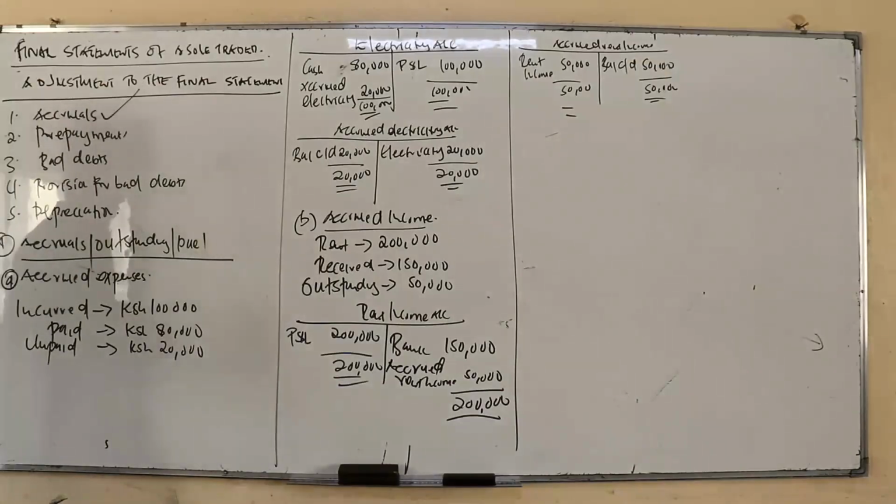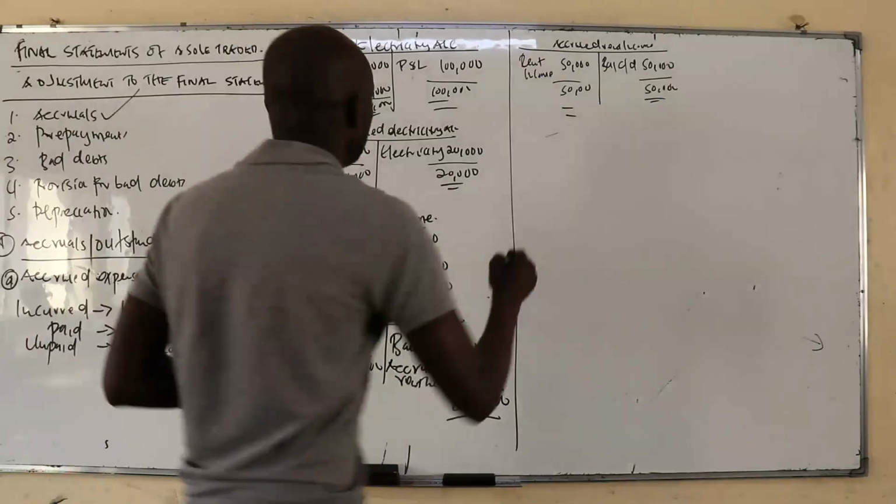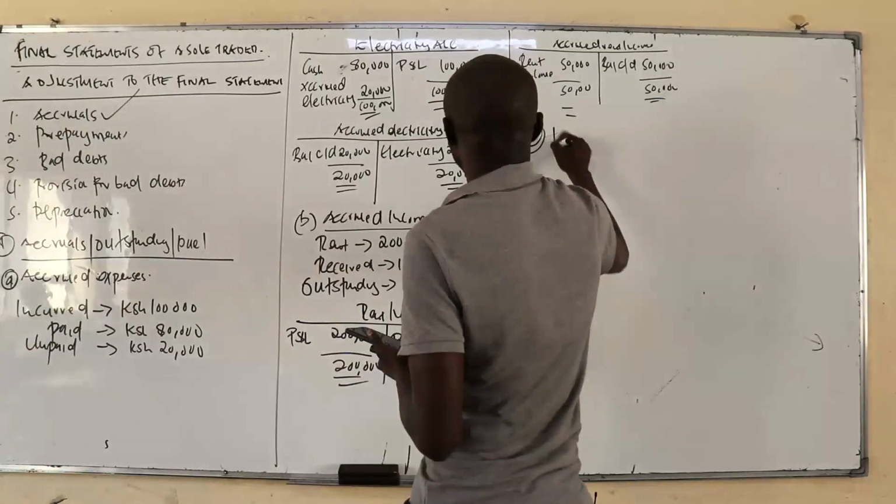Anything that is not clear? So this one is in line with the accrual concept of accounting, which states income must be recognized in the period earned, irrespective of whether they have been received or not. Expenses must be recognized in the period incurred, whether paid for or not. So that is the accrual concept. Are we together? So now we go to number 2. We call it prepayment.